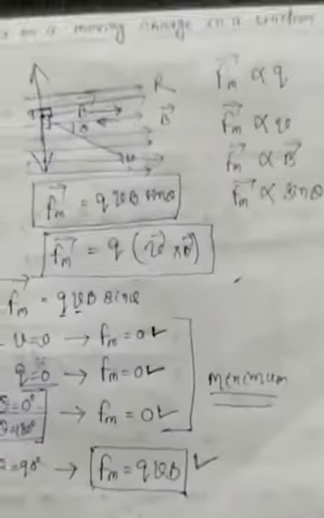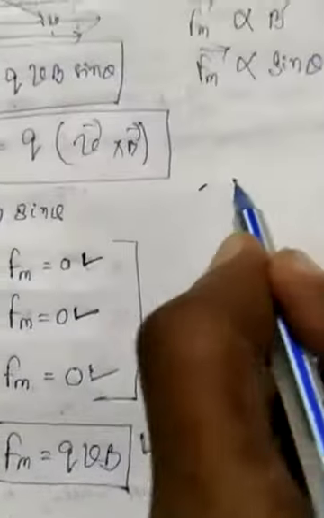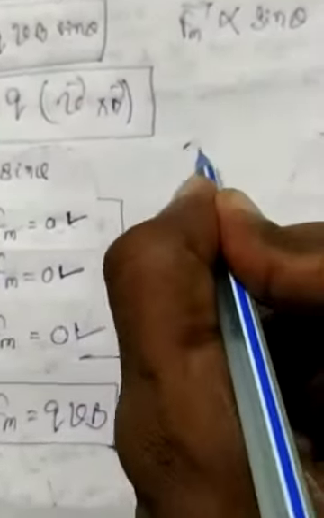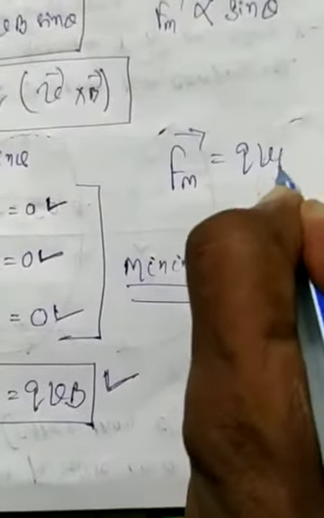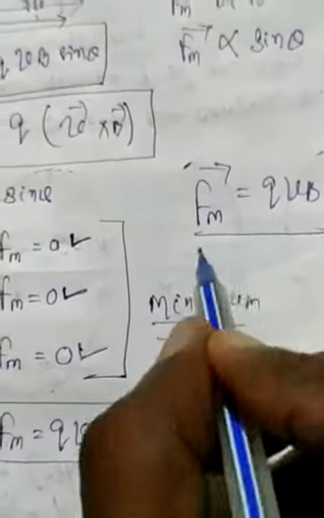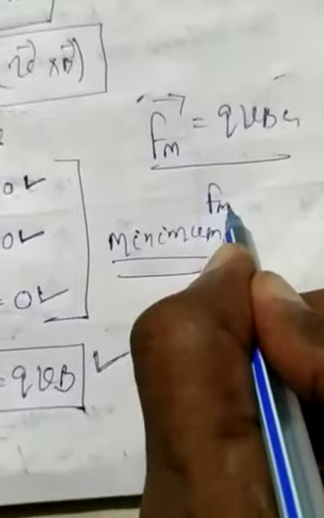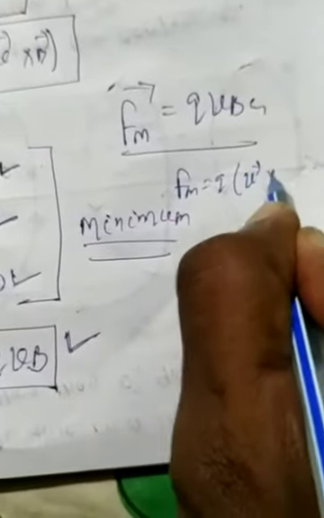Very important for problems. Magnetic force Fm is equal to QVB sin theta, or in vector form Fm equal to Q into V cross B.